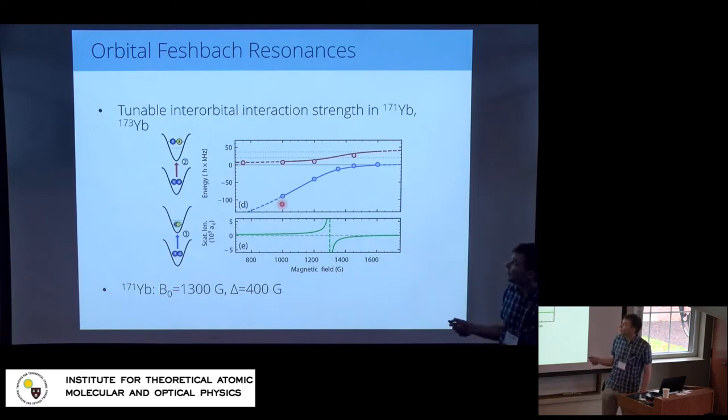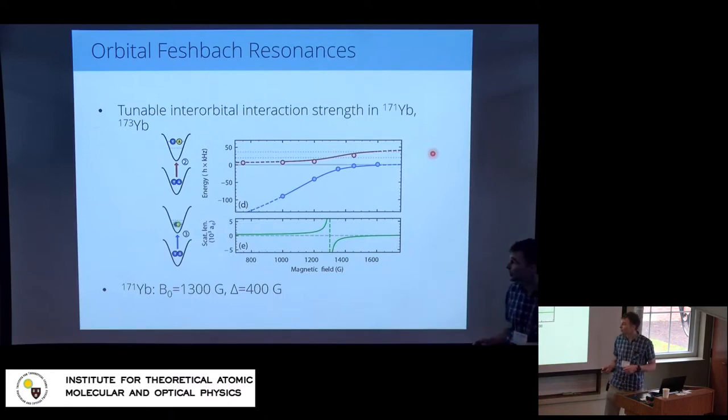And by analyzing the spectra like this, we can reconstruct the Feshbach resonance. What we then find is that for Ytterbium 171 in particular, there's a Feshbach resonance at 1,300 Gauss. That is fairly broad, with a delta of 400 Gauss, that we can use to tune the interaction strength in these systems.